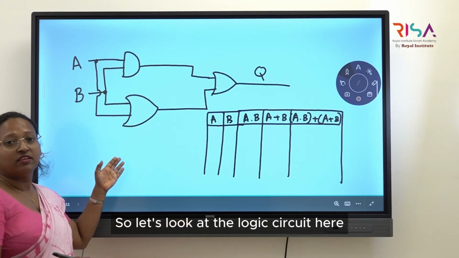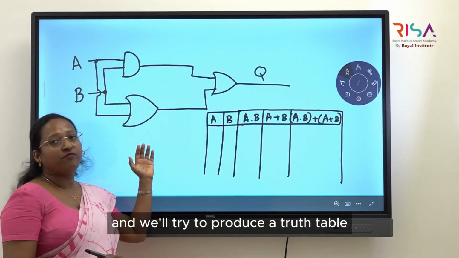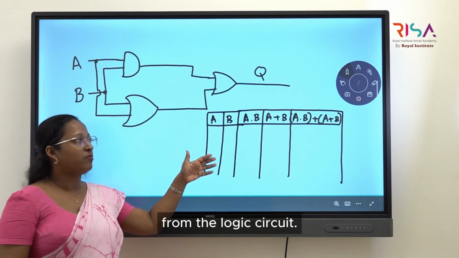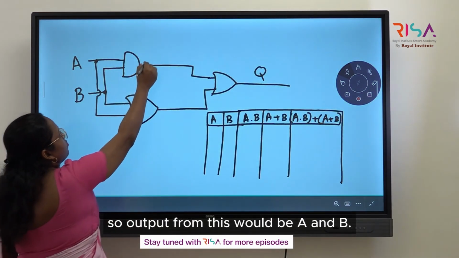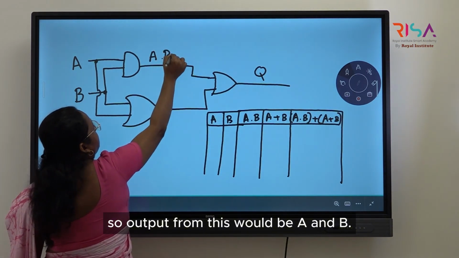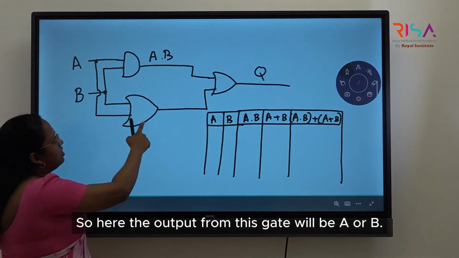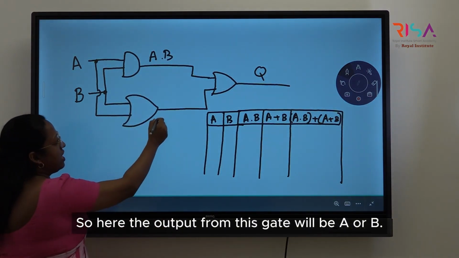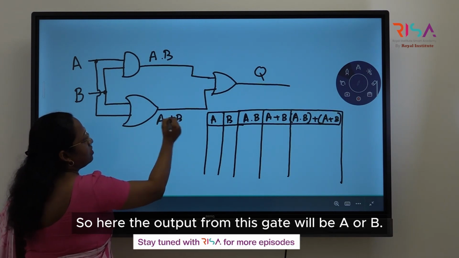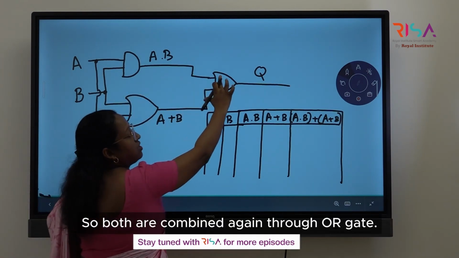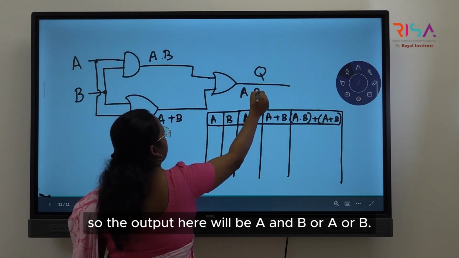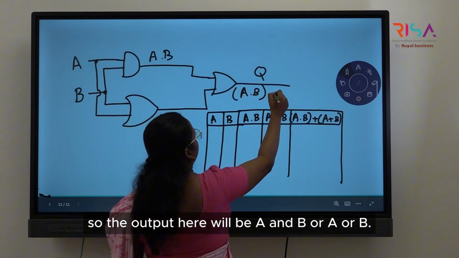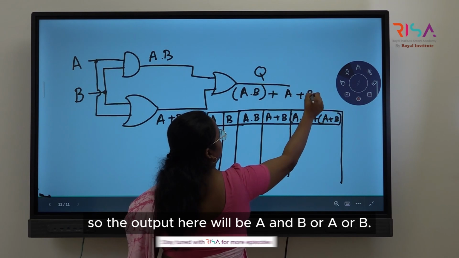So let's look at the logic circuit here, and we'll try to produce a truth table from the logic circuit. So here we have the AND gate. The output from this would be A AND B. Right? And here the output from this gate will be A OR B. So both are combined again through an OR gate. So the output here will be A AND B, OR A OR B.